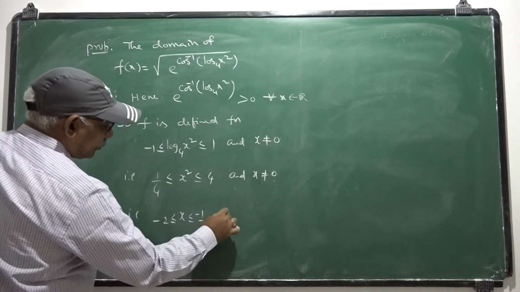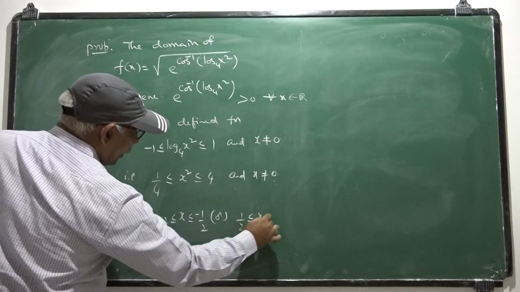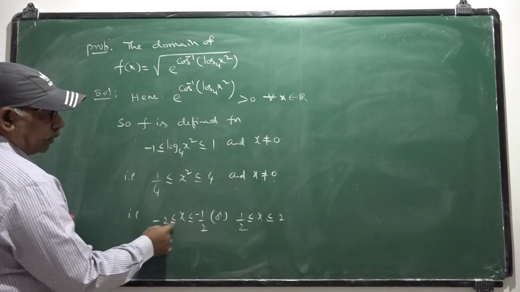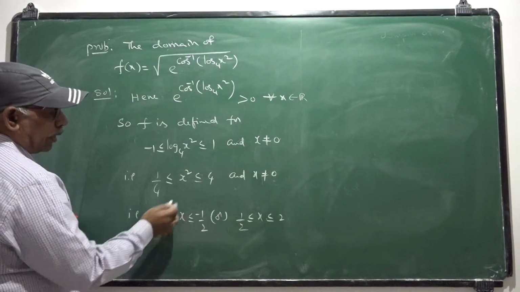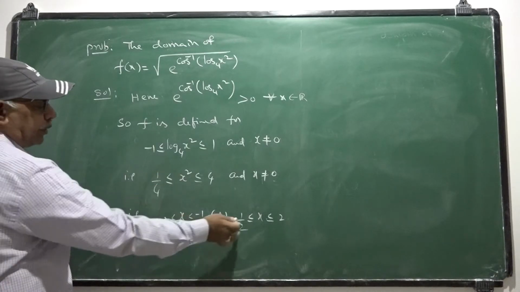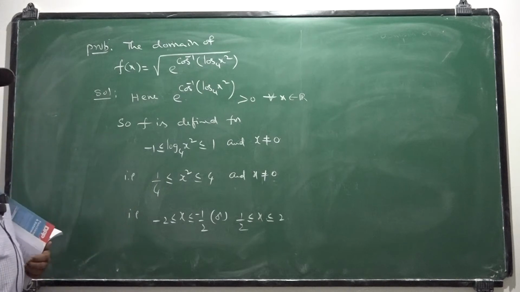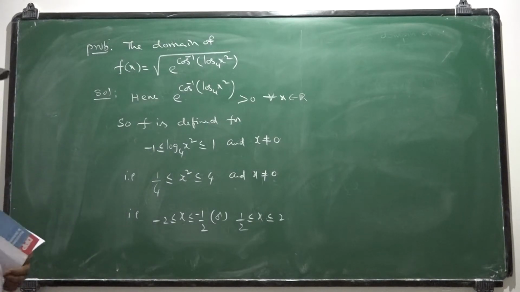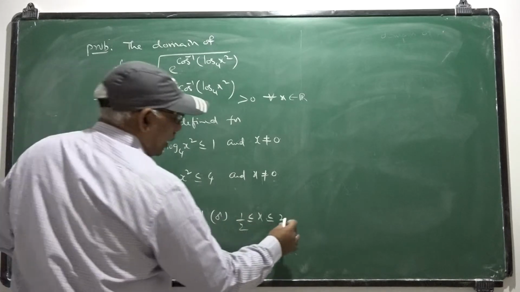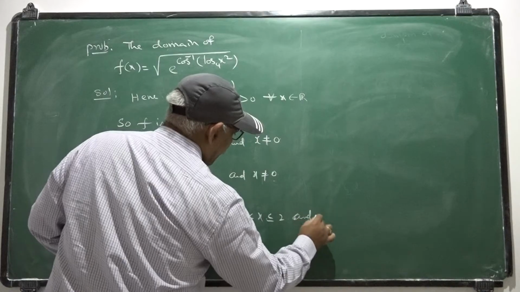or x lies between 1 by 2 and 2. On squaring this one, x square lies between 1 by 4 and 4. Similarly, on squaring this one, x square also lies between 1 by 4 and 4. So x lies either in this interval or in this interval, and clearly x not equal to 0 follows.